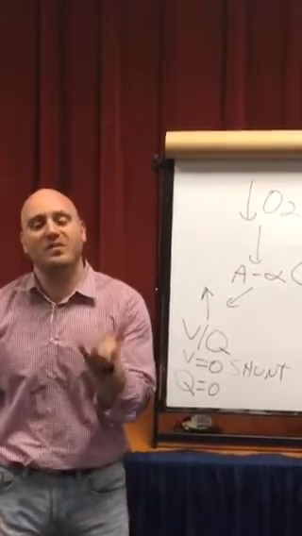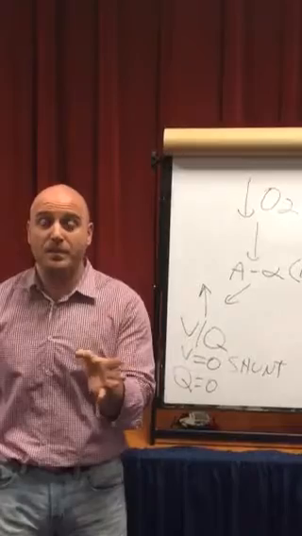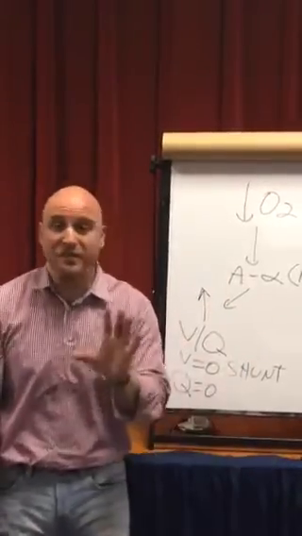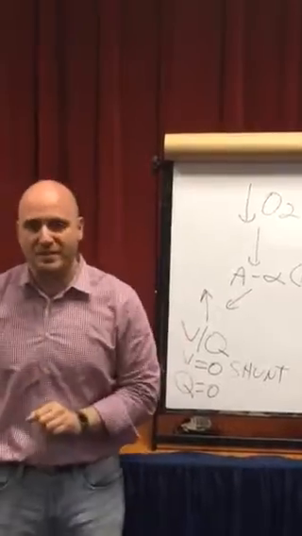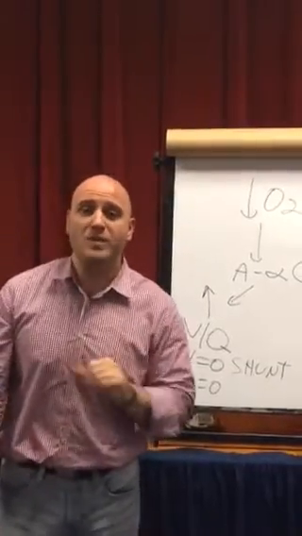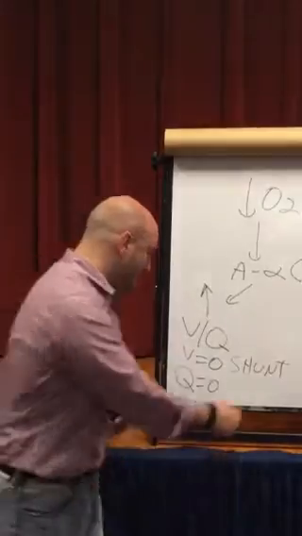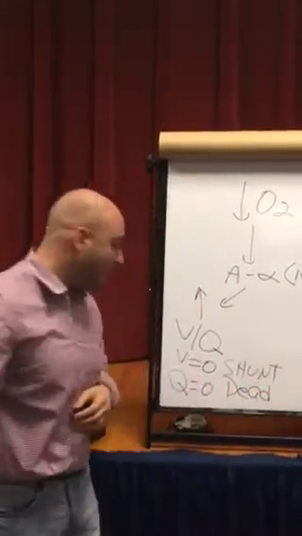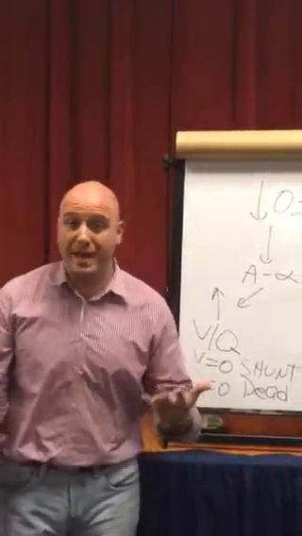So if Q is equal to 0, what's that called? Q meaning perfusion for gas exchange, not to feed tissue, perfusion for gas exchange. If Q is 0, that's called dead space. That's the trachea. That's the large bronchi. That's dead space.